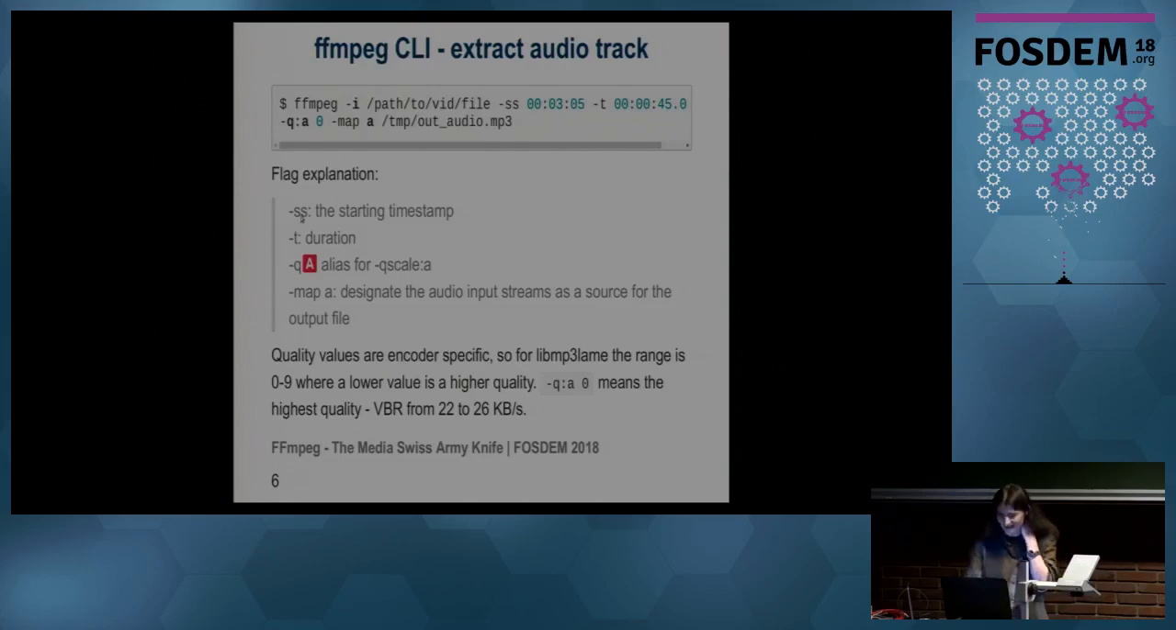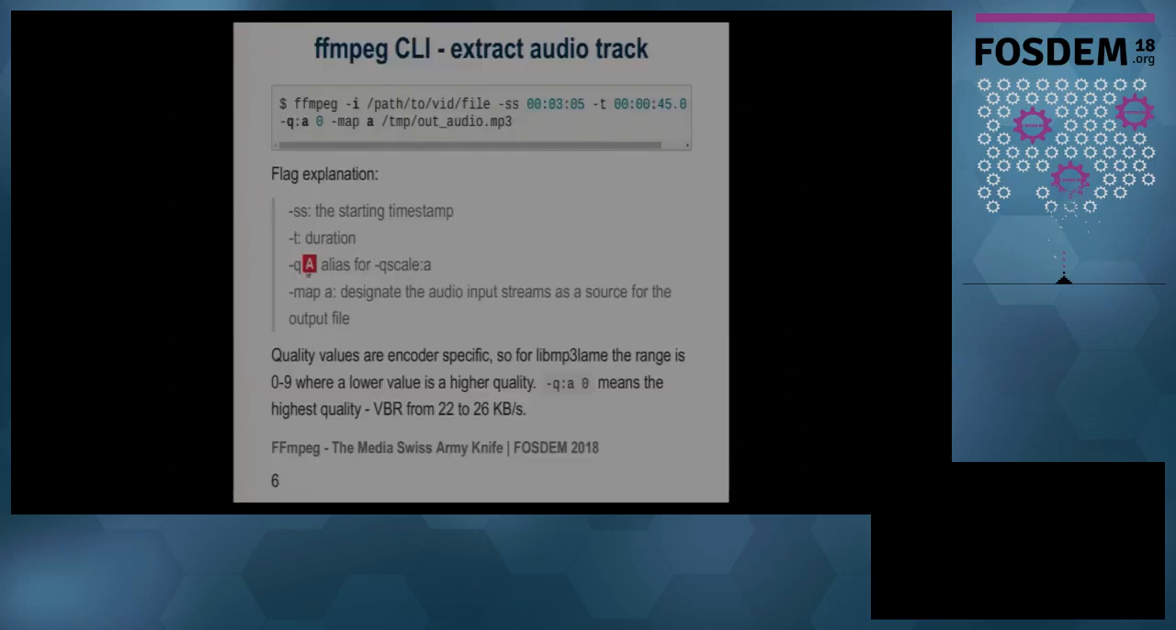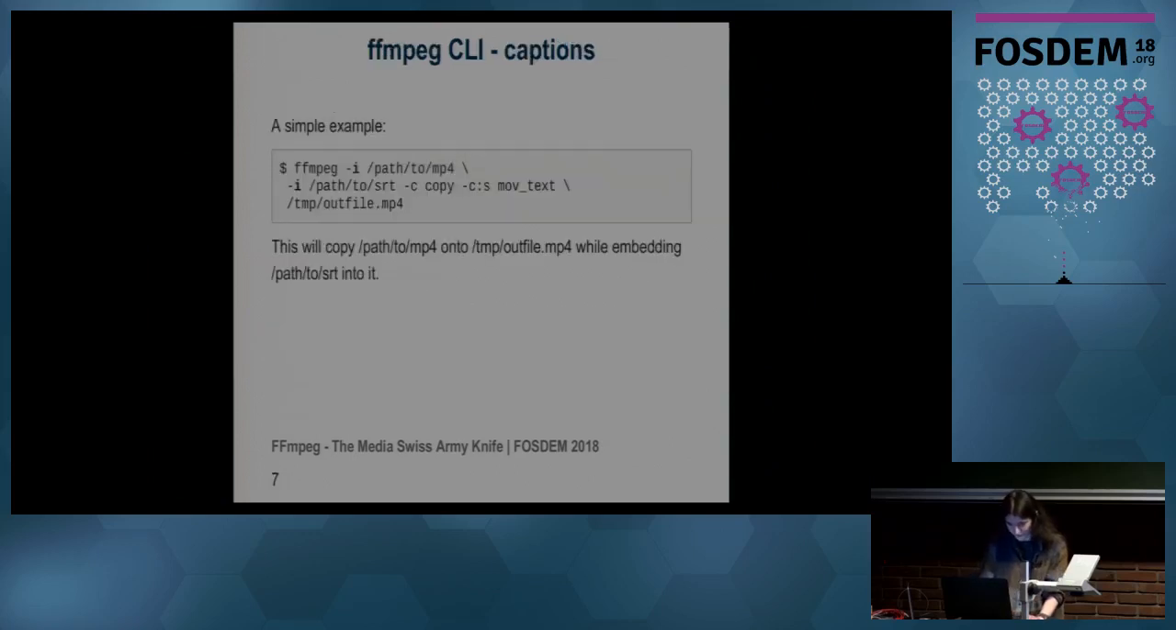Let me just explain the flags. So, minus SS, the starting timestamp. The scale minus QA is an alias for this, for QScale A. Map A designates the audio input streams as the source for the output file. And the quality is, well, it's encoder specific. We're using LAME, and there's an appendix explaining that too, so you can browse it at your own convenience with your shortened time, so once again.